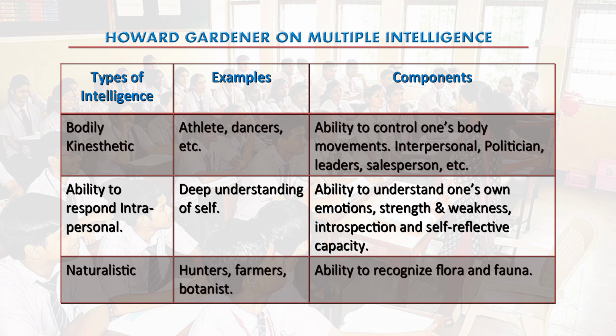As per naturalistic, the examples are hunters, farmers, botanists. Those can work with nature, and the component of naturalistic type of intelligence is the ability to recognize flora and fauna. They are involved with the flora and fauna from the very beginning, because they are nature lovers. So, that is why recognizing flora and fauna is also a type of intelligence that you will get from the naturalist.